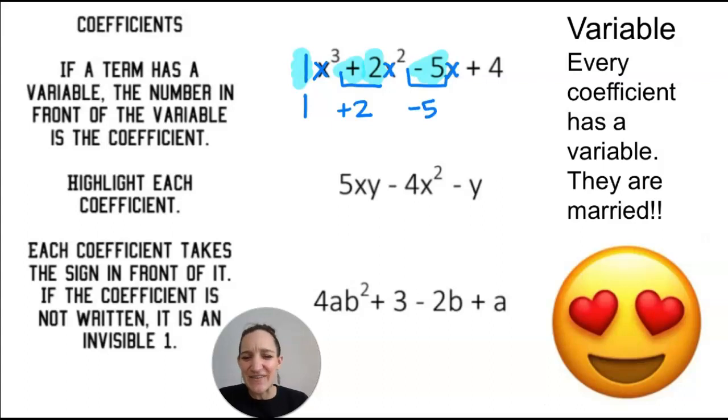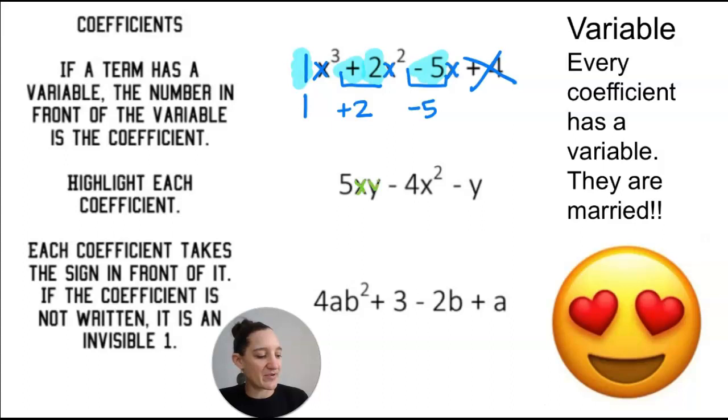Mrs. Madsen, that's not negative 5, that's a minus 5x. You're definitely right, but a minus 5 is going to put us in the negatives, so it's basically going to put us down to negative 5. Okay, 4 is not a coefficient, because it does not have a variable with it. Let's look at some more.